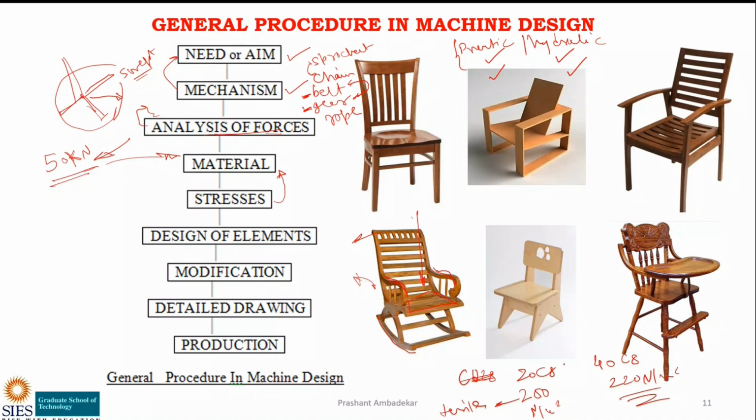Now, if you want a material which will bear more stress, then we'll select this. If you want a material which will bear less stress, then we'll select this. So based on the requirement, we will select the stress. So for stress, we need to select the material accordingly. So once we know what is the force acting on, we'll select the material.